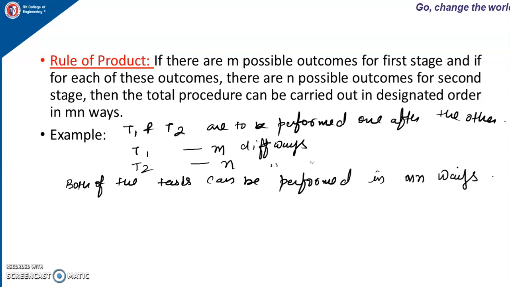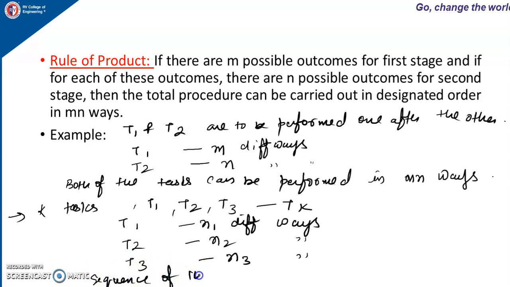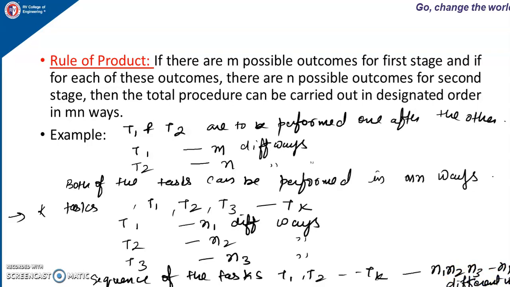More generally, if we have k tasks T1, T2, T3 up to Tk that are to be performed in a sequence, and T1 can be performed in n1 different ways, T2 can be performed in n2 different ways, and T3 can be performed in n3 different ways, then the sequence of tasks T1, T2 up to Tk can be performed in n1 × n2 × n3 up to nk different ways. Okay, so let's take one example.